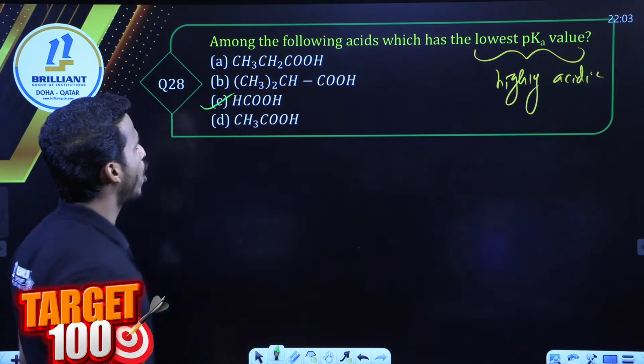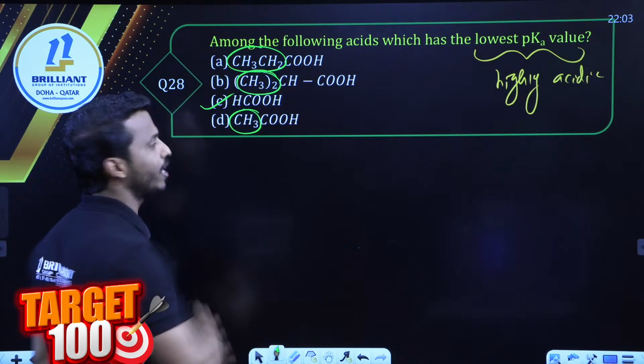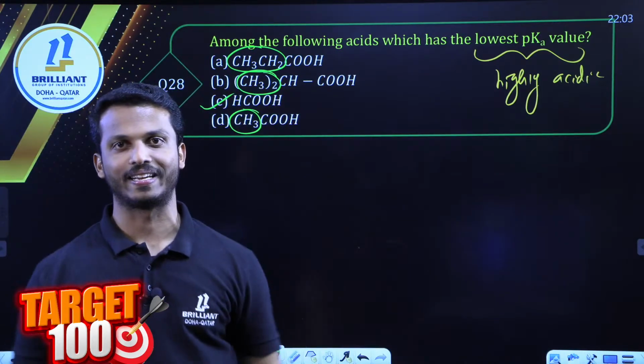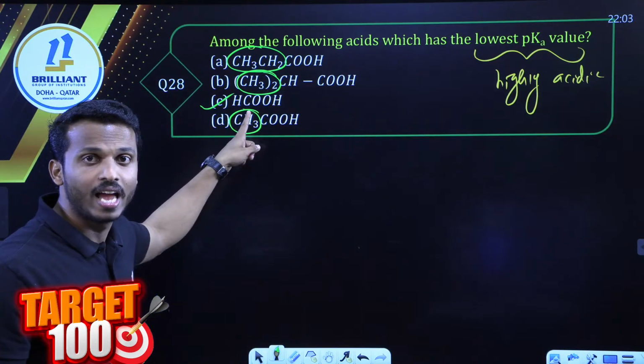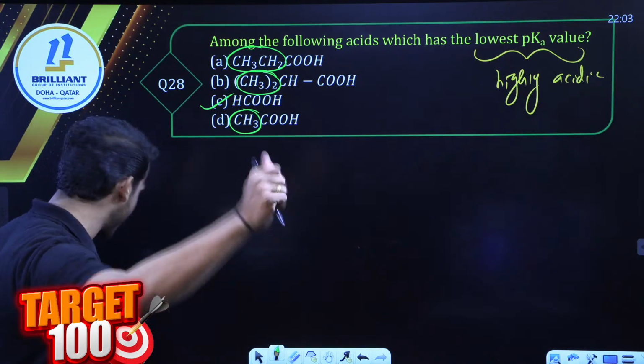Option C, dear all. Other acids contain electron donating groups. The more electron donating groups, you know very well, the less acidic. Yes or no? So the one which is C is highly acidic and has a low pKa value. Hope you are clear? Given the correct answer.